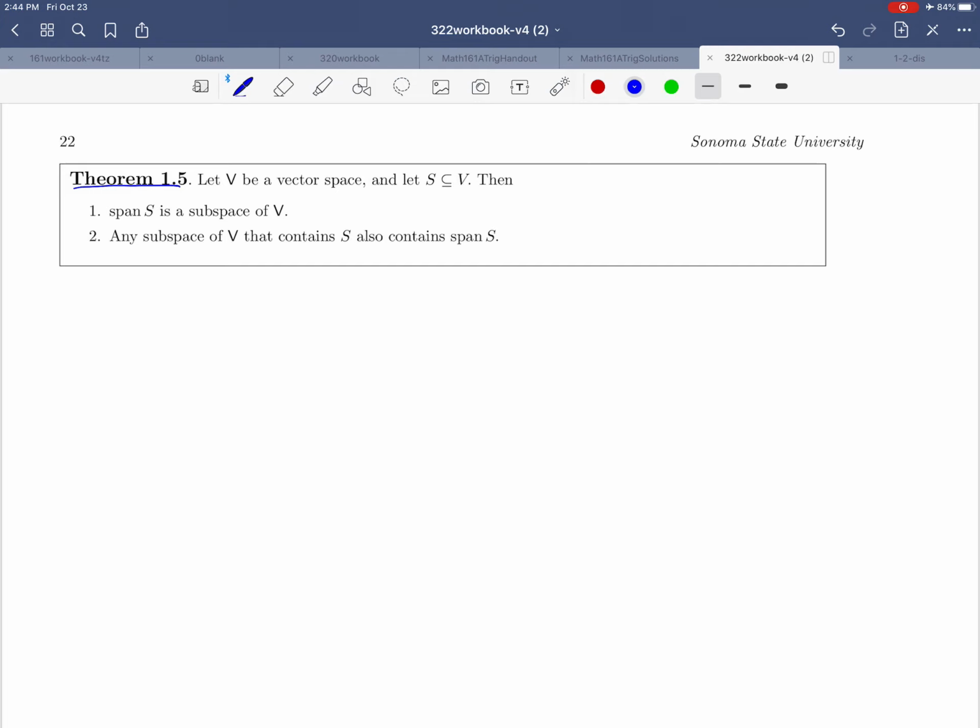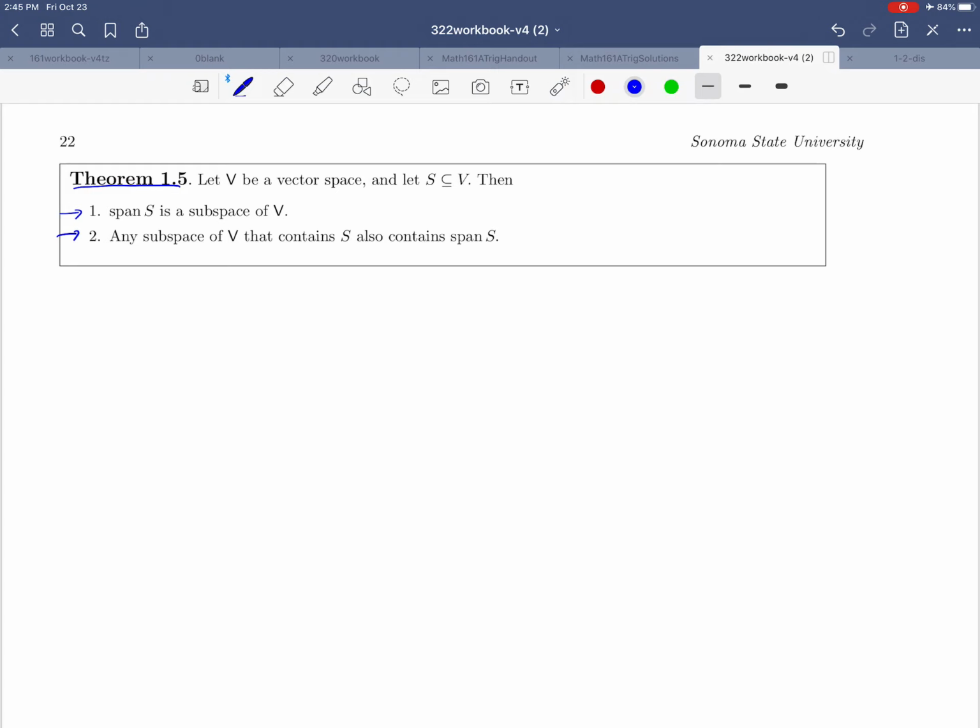So it's giving us a vector space V and a subset S of V. And the theorem tells us two things. Number one, that the span of the set S is a subspace of V no matter what the set S is. Okay, this is kind of an interesting result because it's saying that if you take any bag of vectors in your vector space and take the span of it, you're always going to get a subspace, no matter what that bag looks like. Okay, and then the second one says that any subspace of V that contains S also contains the span of S.